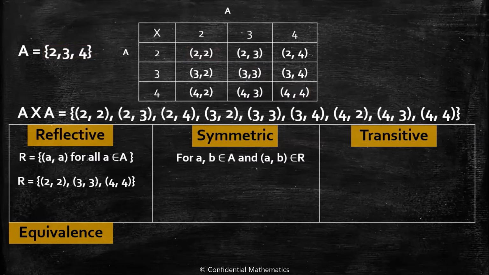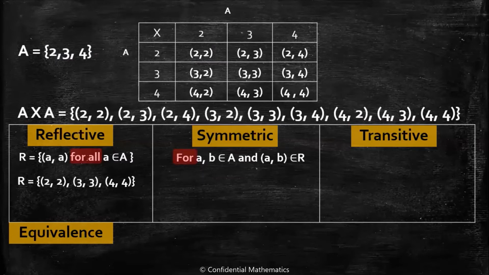Now secondly, in the symmetric relation, for elements A and B belonging to A, meaning taking elements A and B from the set A, if A is related to B in the relation R, then it gives that B is also related to A. That type of relation is called a symmetric relation.